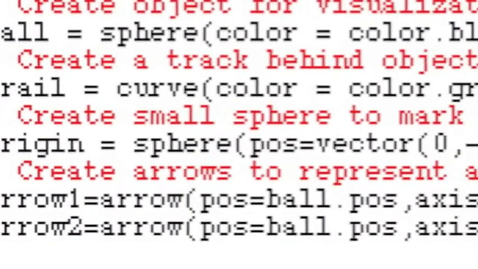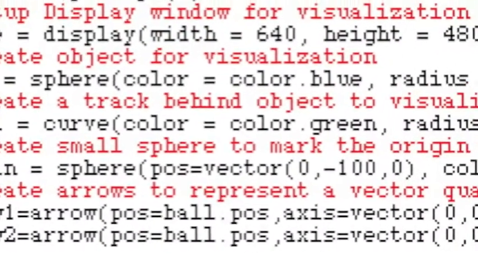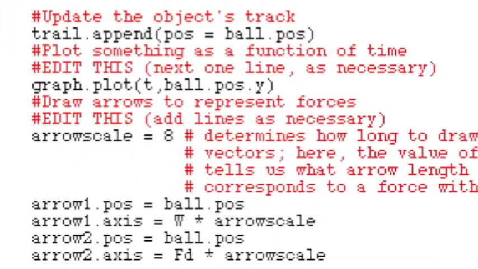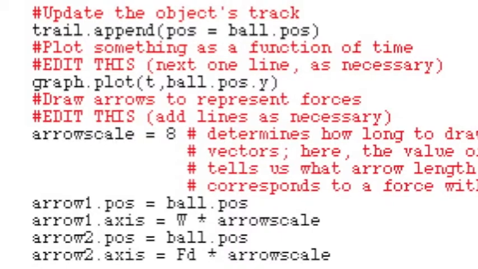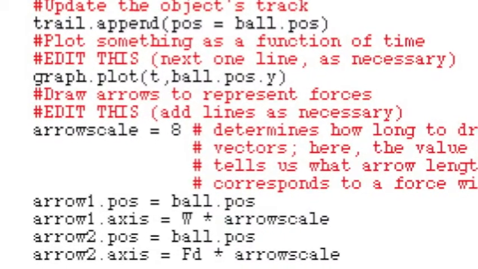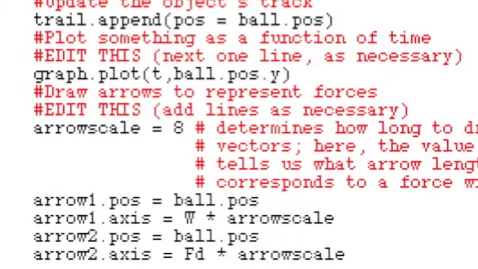To show the direction and magnitude of both forces, I created two arrows that would represent them. To get the magnitude, I multiply both arrows by an arrow scale that can be altered to make the direction and magnitude of the forces easier to see. After trial and error, I found that an arrow scale of 8 meters was optimal. After running the program, you can see the bigger arrow represents the weight force, while the smaller one, pointed in the opposite direction, represents a drag force.